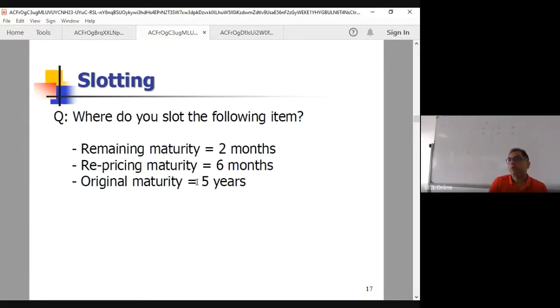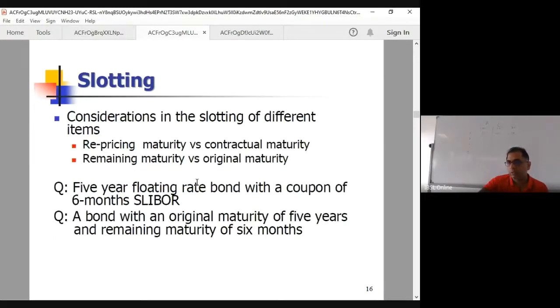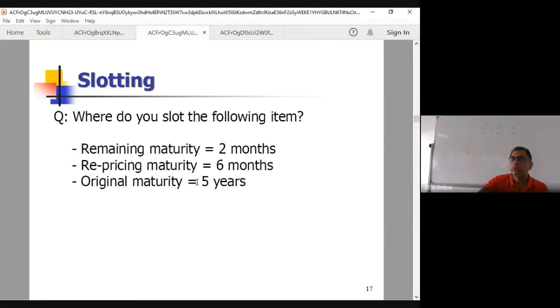So if you have, in the first one, where you slot the items, remaining months, 2 months, sorry. If it's 2 months, you put it in the 2-month bucket, reprice in 6 months. Basically, what you have to do is, if its maturity is 2 months more, you have to price it in the 2 months, because ultimately that's where you're looking at the repricing happening and where the maturity will be paid.